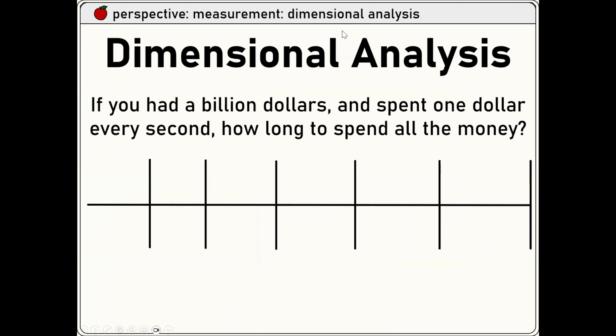All right, here we go. You guys got your note paper out, right? Notes out. Let's do this. Say you have $1 billion. You spend $1 every second. When's the money going to run out? It's kind of hard, but we'll give you a minute to solve that. Let's see who's going to get this.